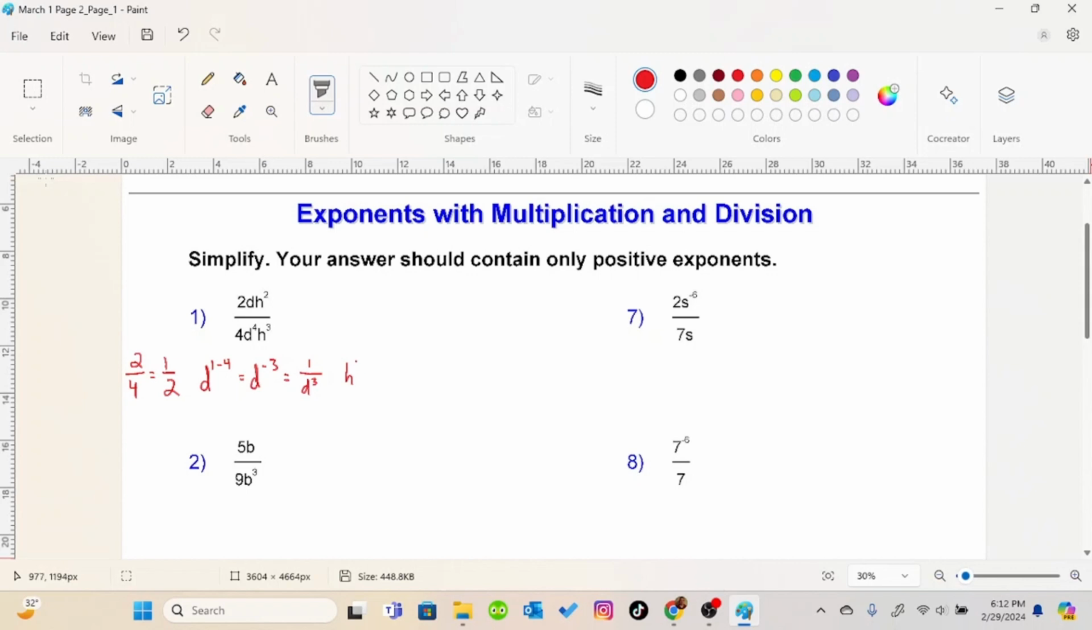And for H, we have 2 on the top minus 3 on the bottom. 2 minus 3 is negative 1, and this becomes 1 over H. For our final answer, when we put it all together, on the top, we just have 1, and on the bottom, we have 2d cubed h. And this is our final answer.